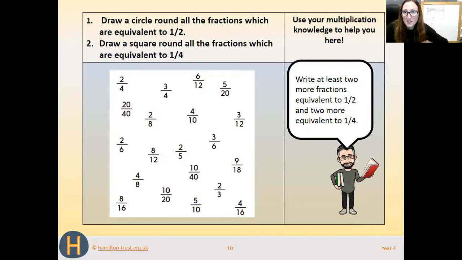Right, pause the video now so you can get on with your main task. This should take you about 10 to 15 minutes, maybe 20 if you're going to do the extension as well. And then when you're ready, come back to here and we'll go through the answers together to see how you did.